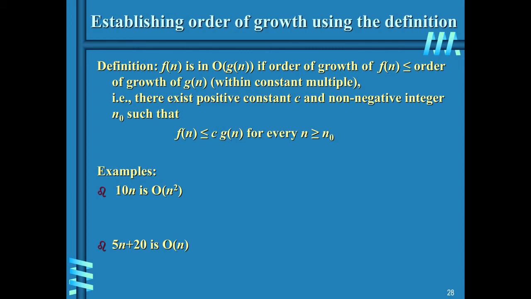Now let's take a look at this example. Let's say 10n belongs to O(n squared). Do you think it's correct or not? This is correct, because 10n is upper bounded by n squared. And 5n plus 20 belongs to O(n). This is also good. 5n plus 20 belongs to Big Theta(n), which means the function is upper bounded by g(n) and also lower bounded by g(n).